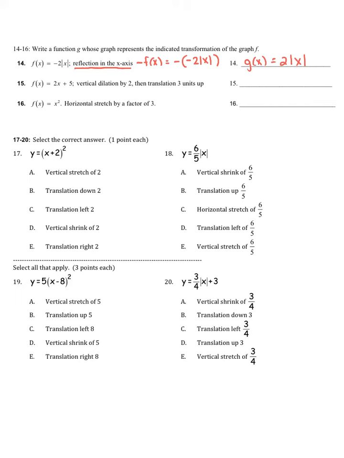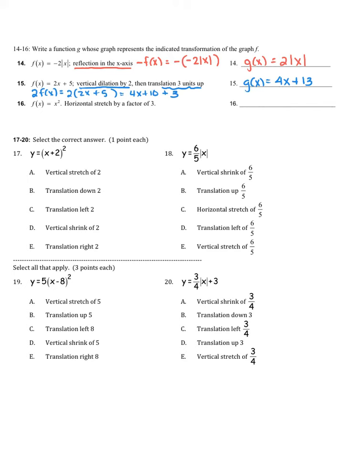All right, so now this one, vertical dilation by 2. So that's going to be taking 2 times f of x. So let's do that first, because that's 2 times all of f of x. Remember, you have to distribute that. So that's going to give me 4x plus 10. Then we're going to translate 3 units up, which means on the outside we just add 3. So g of x is going to equal 4x plus, and we can combine the 10 and the 3.